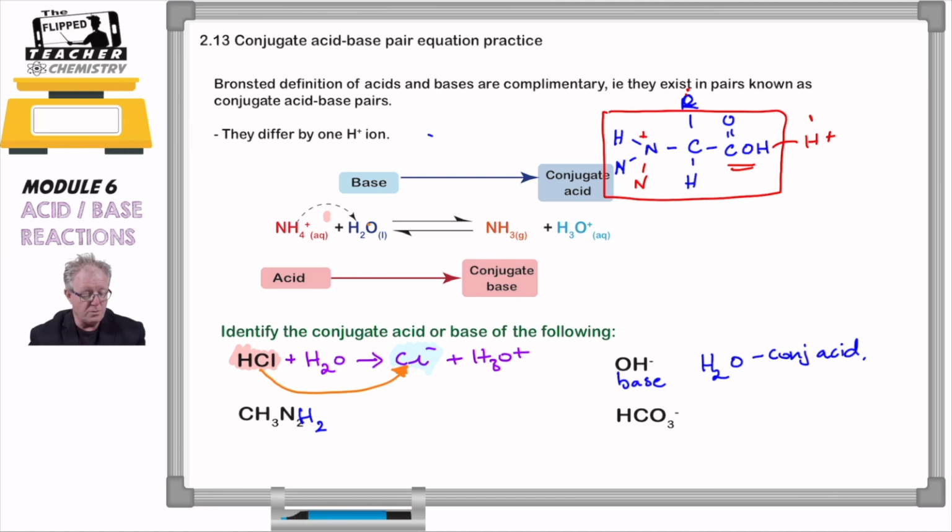So if we know that this is a base group there, if this is a base, methylamine, then it's going to accept a proton, and so its conjugate acid is going to be NH3, and we're going to have a plus there.